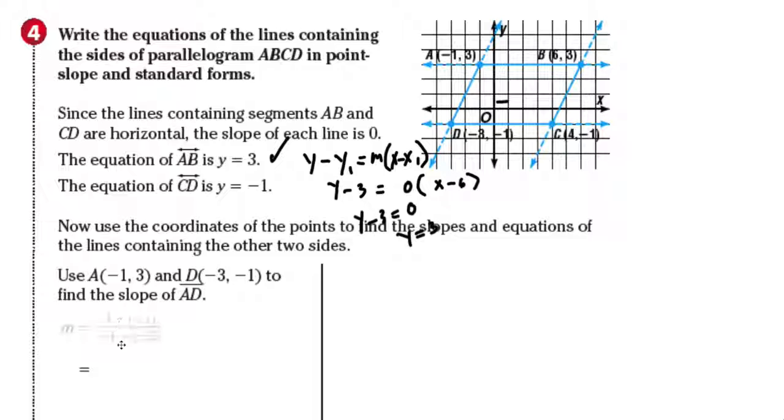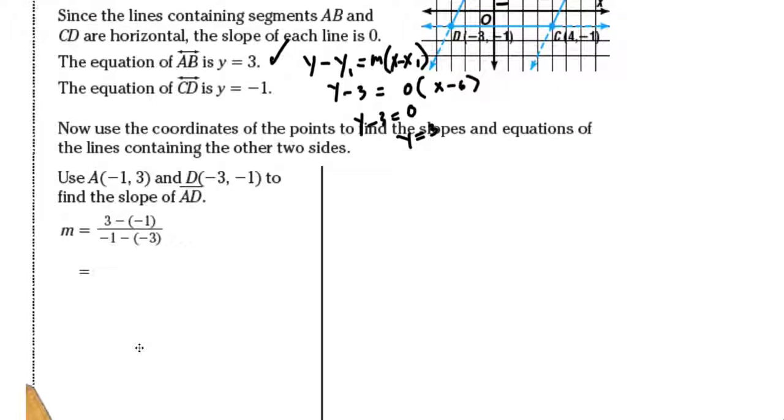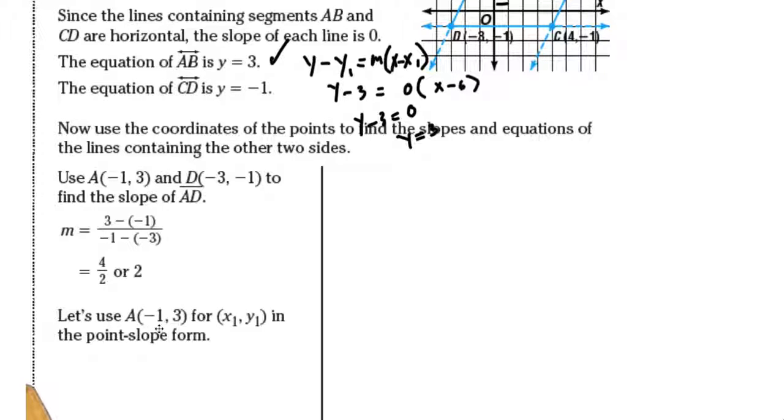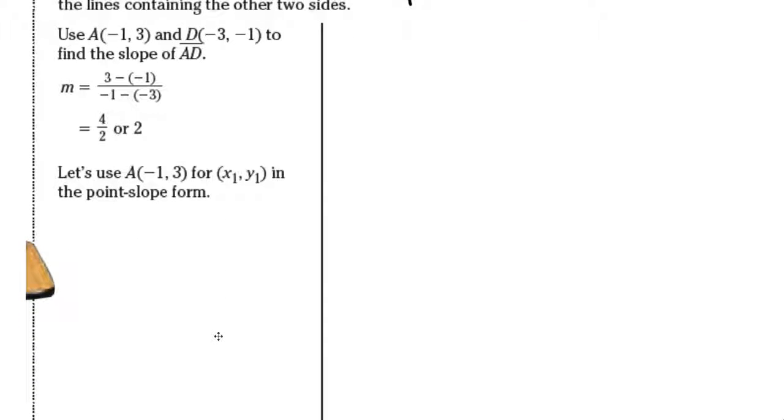If we do that, we first find the slope using the slope formula, and end up with a slope of 4 over 2, or simply 2. Then let's use negative 1, 3 for x sub 1, y sub 1 to find the equation in point slope form. Substituting the values, y minus 3 is equal to 2 times the quantity x minus negative 1. That's our x sub 1, y sub 1. And you end up with y minus 3 equals 2 times the quantity x plus 1.